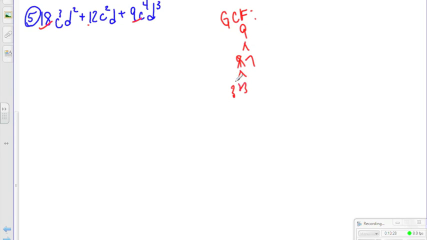So then we try 3. Can 18 be divided by 3 evenly? Yeah, it gives us 6. Can 12 be divided by 3 evenly? Yep, it gives us 4. So our GCF this time is 3.